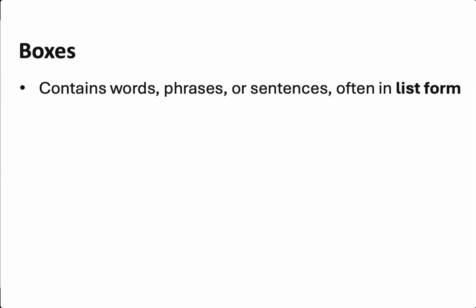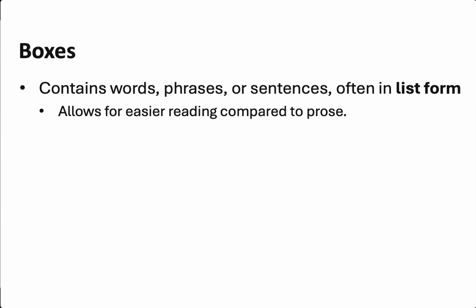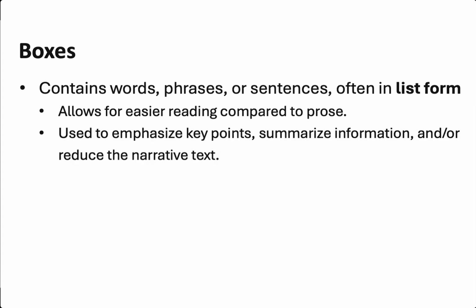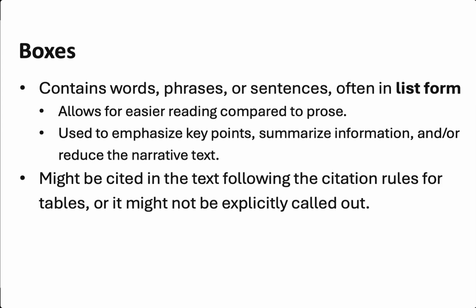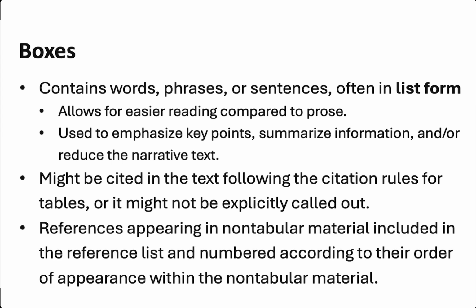Boxes contain words, phrases, or sentences, often in list form. They can allow for easier reading compared to prose, and they're used to emphasize key points, summarize information, and/or reduce the narrative text. They might be cited in the text following the citation rules for tables. You say Box 1, or the box might not be explicitly called out. References appearing in non-tabular material are included in the reference list and numbered according to their order of appearance within the non-tabular material.